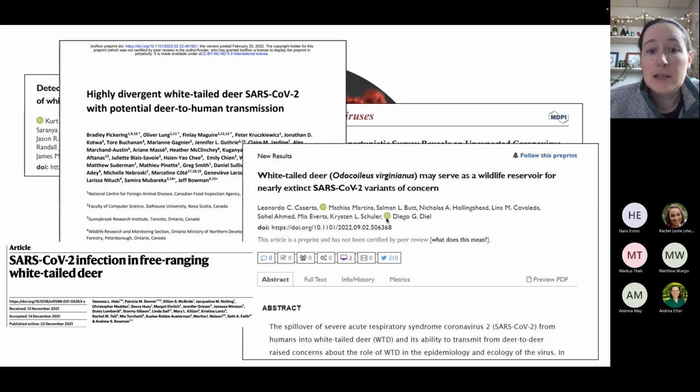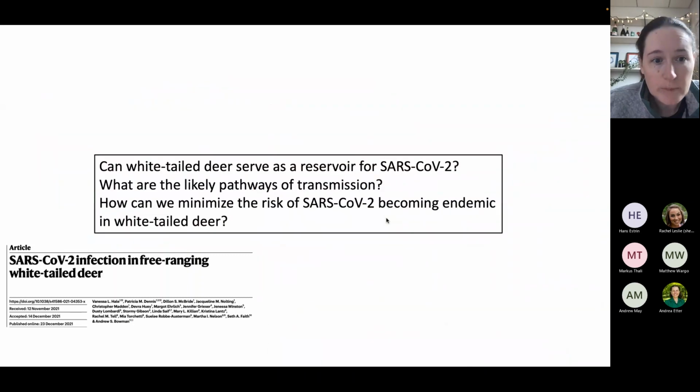People have also seen variants of concern that are extinct in the human population, things like alpha and gamma, that were circulating in deer for months after they had ceased to circulate in the human population. And so that again raises questions about what viruses are circulating in deer and the extent of what is actually going on.